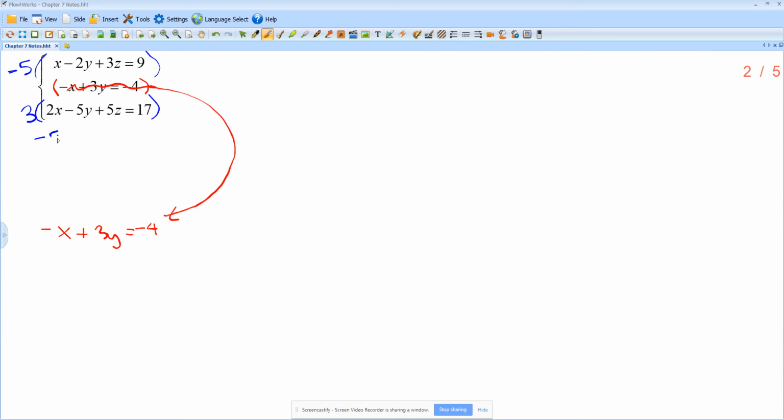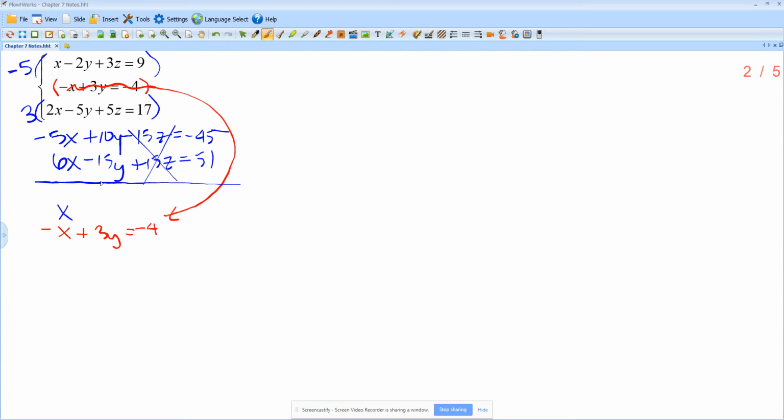Then distribute this throughout the equation. I'll have -5x plus 10y minus 15z equals -45. And I'll have 6x minus 15y plus 15z equals 51. Now, if I combine these, my z's cancel off, so I'm left with x minus 5y equals 6.